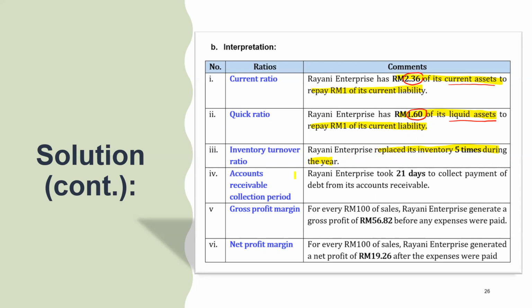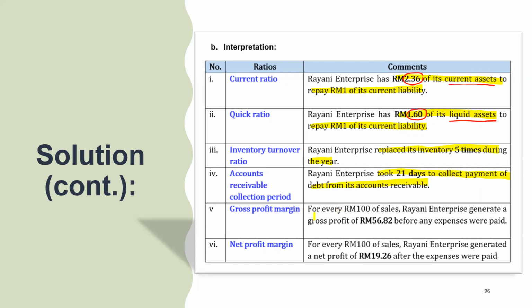Okay, the next one is the accounts receivable. So here, the answer is 21. So it shows that the business took 21 days to collect payment of debt from its accounts receivable.